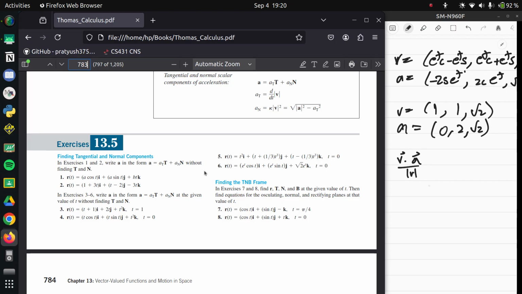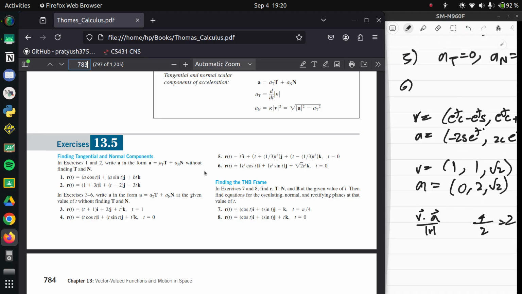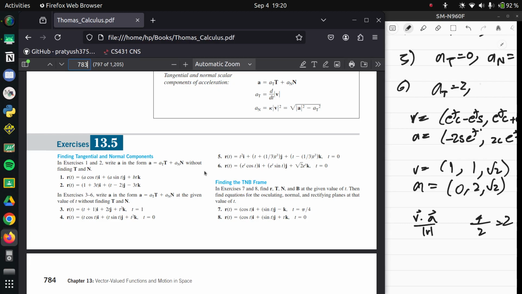Well, this is 0, this is 2, 2 plus 2 is 4, so 4 upon the magnitude of v, which is the square root of 1 plus 1 plus 2, which is 4, so this is just 2. So your tangential acceleration is 2. What about the normal acceleration?